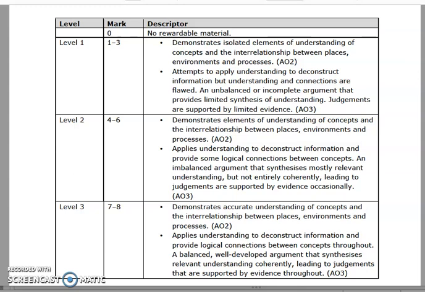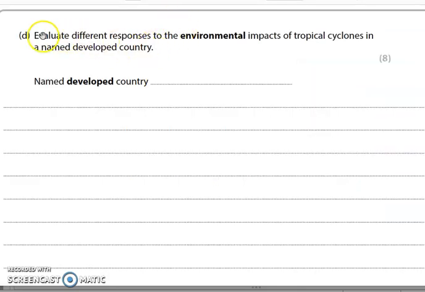So let's have a look at the question again. So evaluate how successful have different responses. So how successful have these different actions to the environmental problems caused by tropical cyclones in a named developed country been?